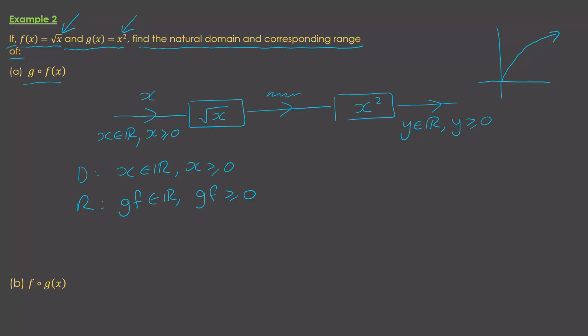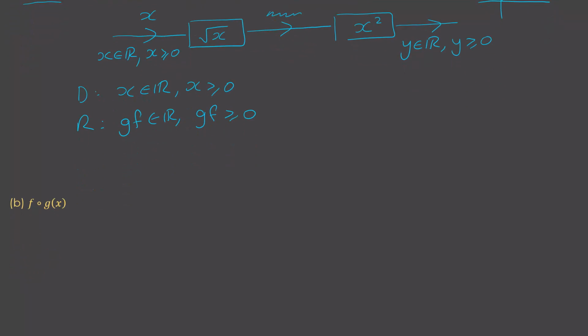If, however, we look at the other way around, f of g of x, that means that we start off with x, and it goes into the squaring function first. And then what comes out of there goes into the square root function.